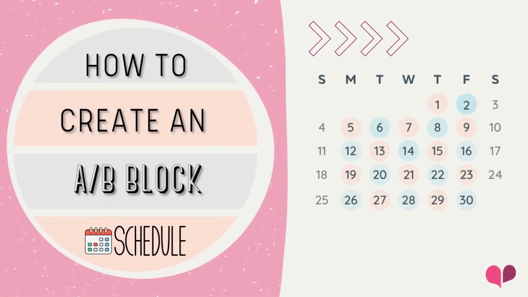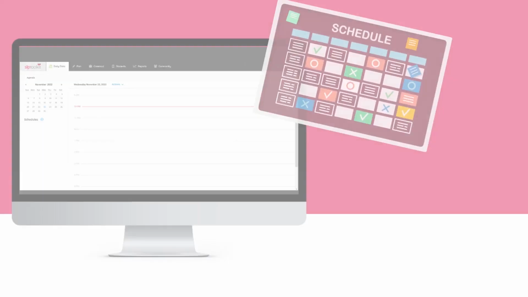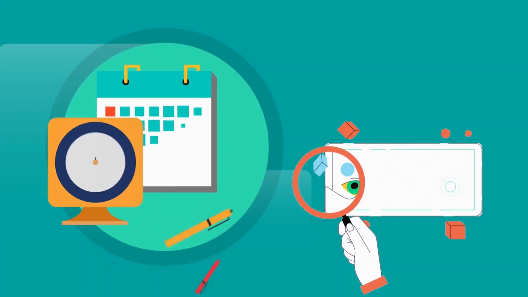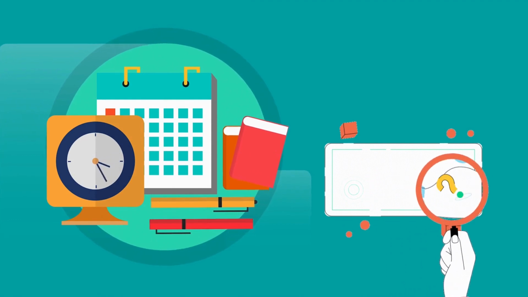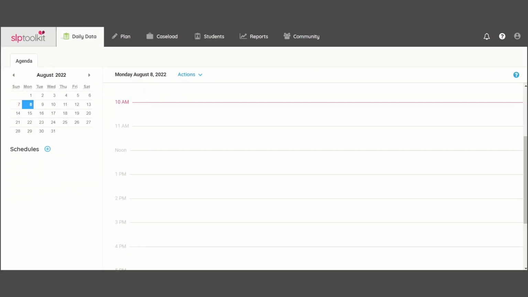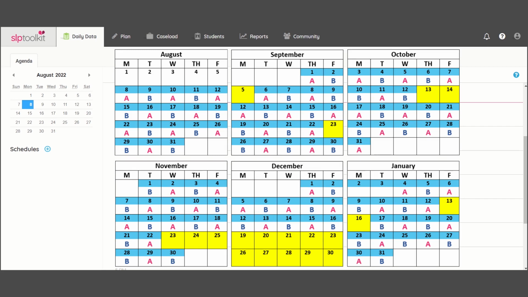If your school has an A/B or alternating day block schedule, then here's how to get your schedule added into SLP Toolkit. First, take a look at your school calendar and determine the weekly patterns that are created from the alternating days. For example, in this school calendar, there is an A/B/A/B/A week and a B/A/B/A/B week.